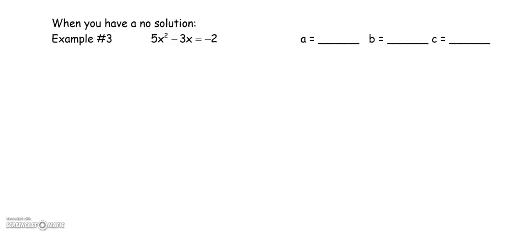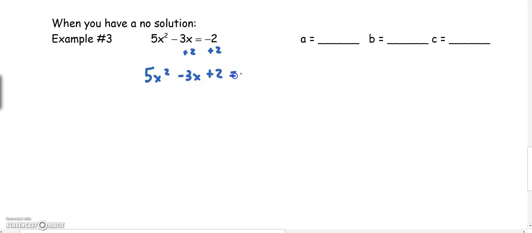The last problem is what happens when we have no solution. So first we still have to do this in standard form. So the first thing I'm going to do is add 2 to both sides. 5x squared minus 3x plus 2 is equal to 0. I need to identify my a, b, and c. So a is the coefficient in front of x squared, which is 5. B is the coefficient in front of the x, which is negative 3. C is the constant, which is 2.